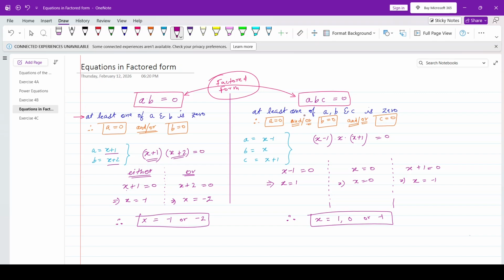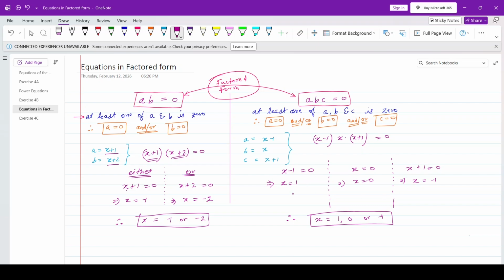Similarly, if we have three numbers, suppose A is equal to x minus 1, B is equal to x, C is equal to x plus 1, then this equation becomes x minus 1 times x times x plus 1 is equal to 0. Now here we'll get three situations. Situation 1 is x minus 1 is equal to 0. Situation 2 is x is equal to 0. And situation 3 is x plus 1 is equal to 0.